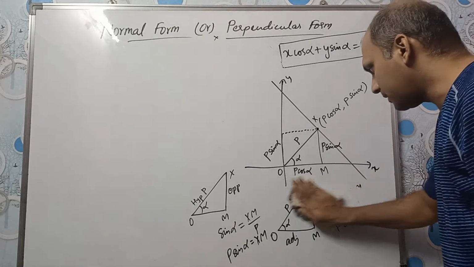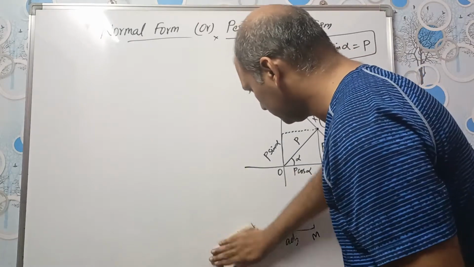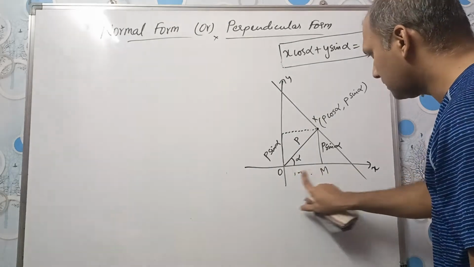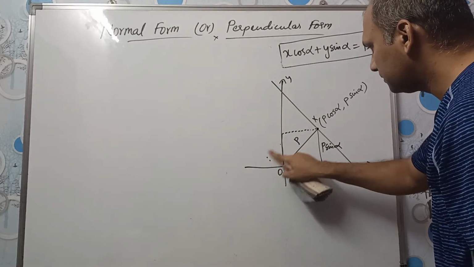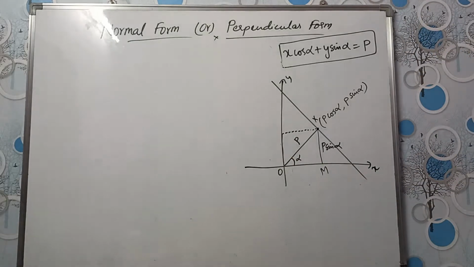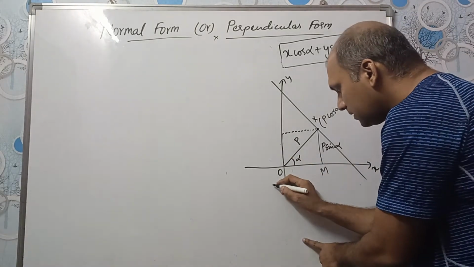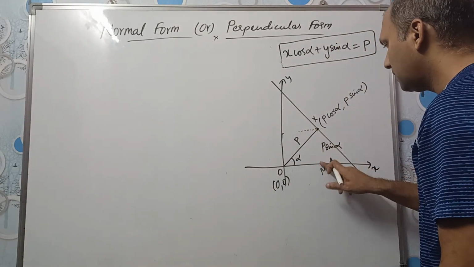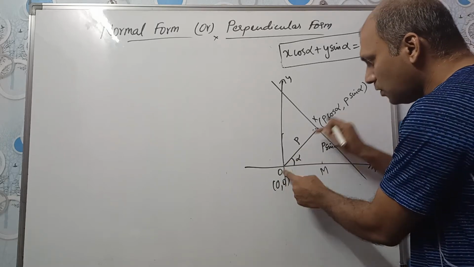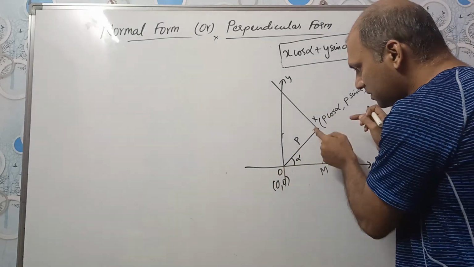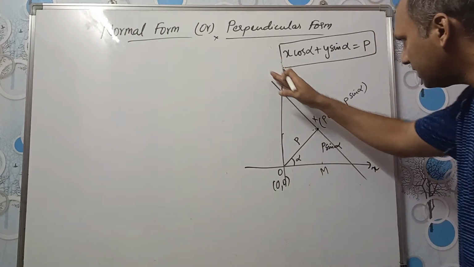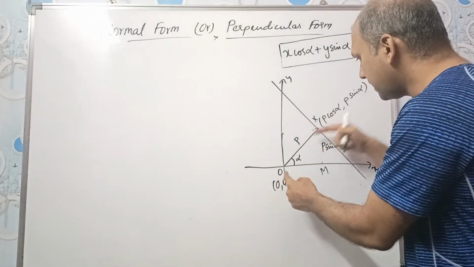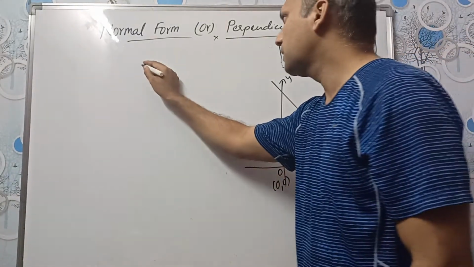Alright, let me rub this now. Let me rub this also. Now, see, this is origin 0, 0. If we can find the slope of this perpendicular, we will find the slope of this line, isn't it? Okay, so first let us find the slope of this XO.